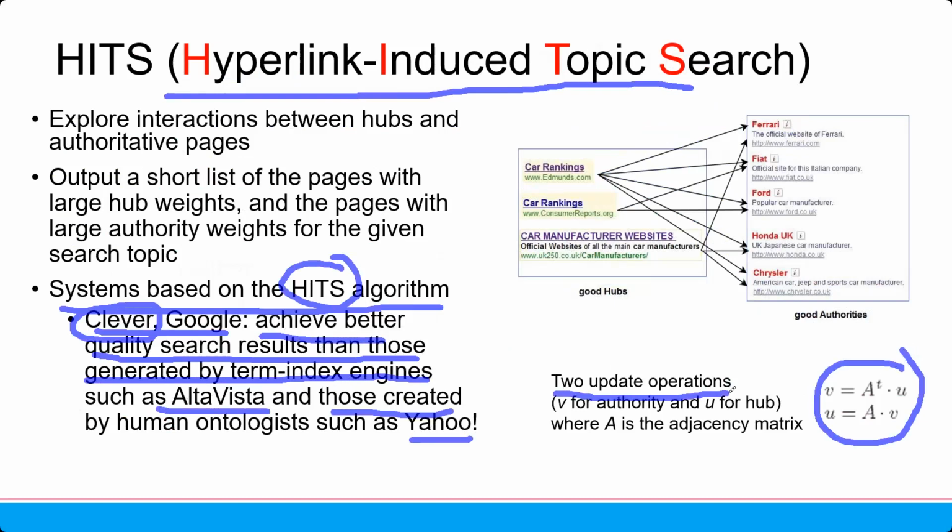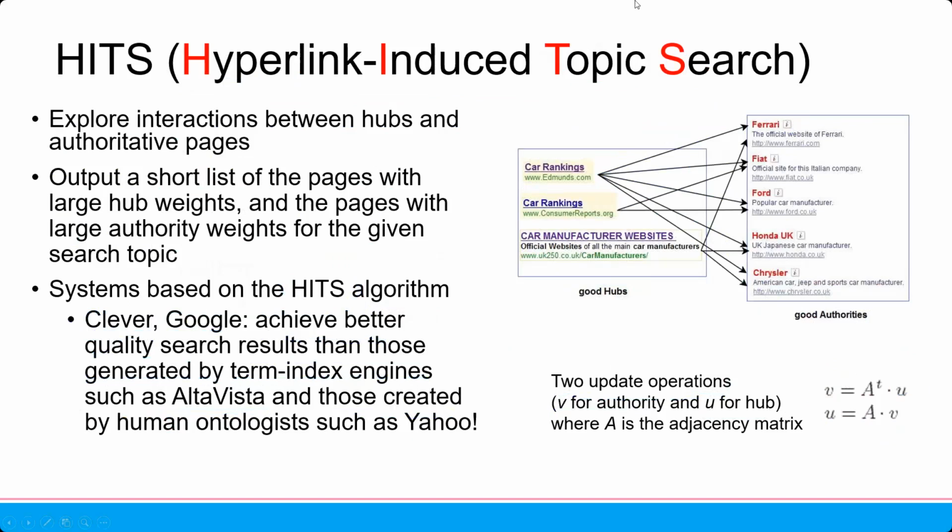To update operations, V is for the authority and U is for the hub. And then we have the A. A is the adjacency matrix.